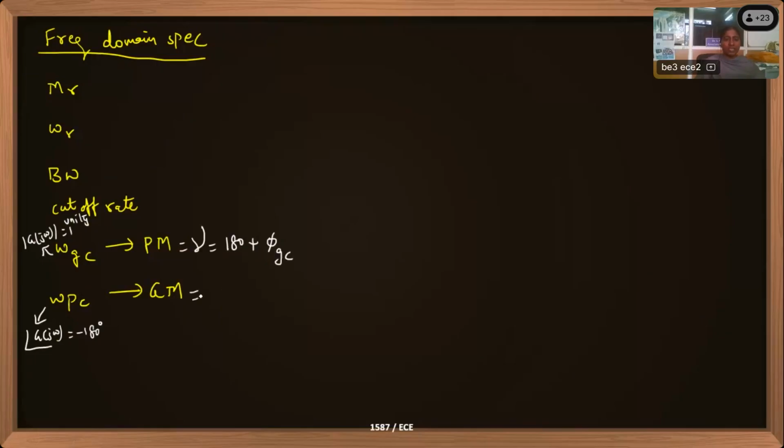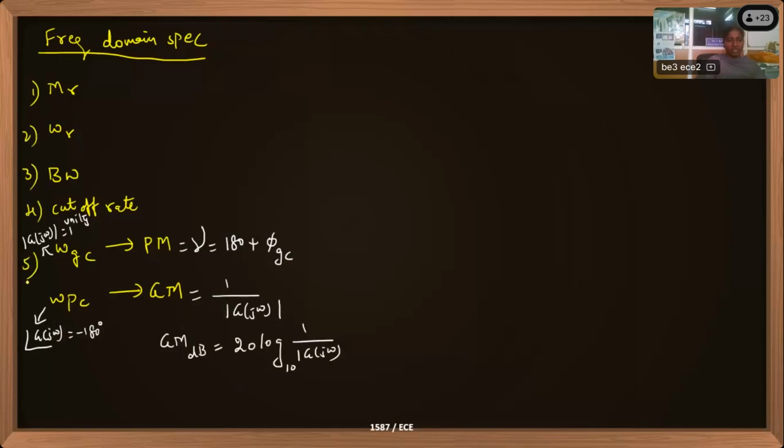Gain margin is actually the absolute value of 1 by mod G of j omega. If we want gain margin in decibels, then it is 20 log base 10 of 1 by mod G of j omega. All of this is logarithm base 10. These are the six different frequency domain specifications: gain margin and phase margin are the fifth and sixth.